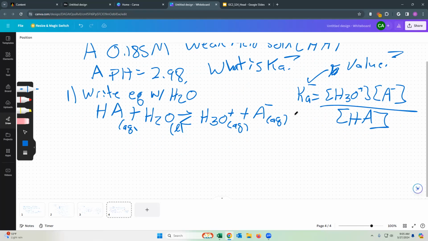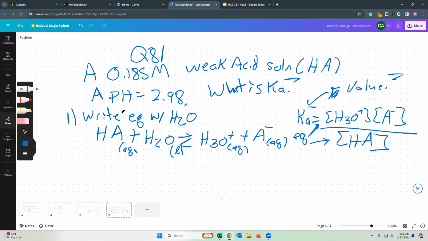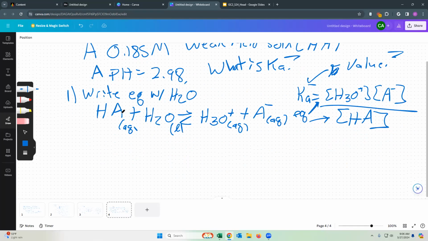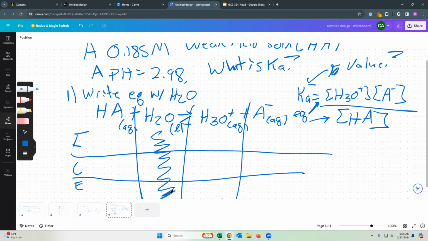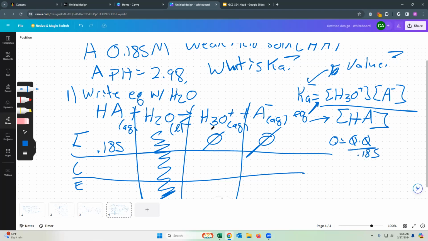And so remember, Ka is equilibrium, so these are equilibrium concentrations. However, let's think about this. Let's set up our ICE table. We can always think about this in terms of ICE tables. Initial, change, equilibrium. Water, liquid, don't care. HA has an initial concentration 0.185. H3O plus is 0. A minus is 0. Q is 0 times 0 divided by 0.185. So Q is currently 0, so we are going to make products.